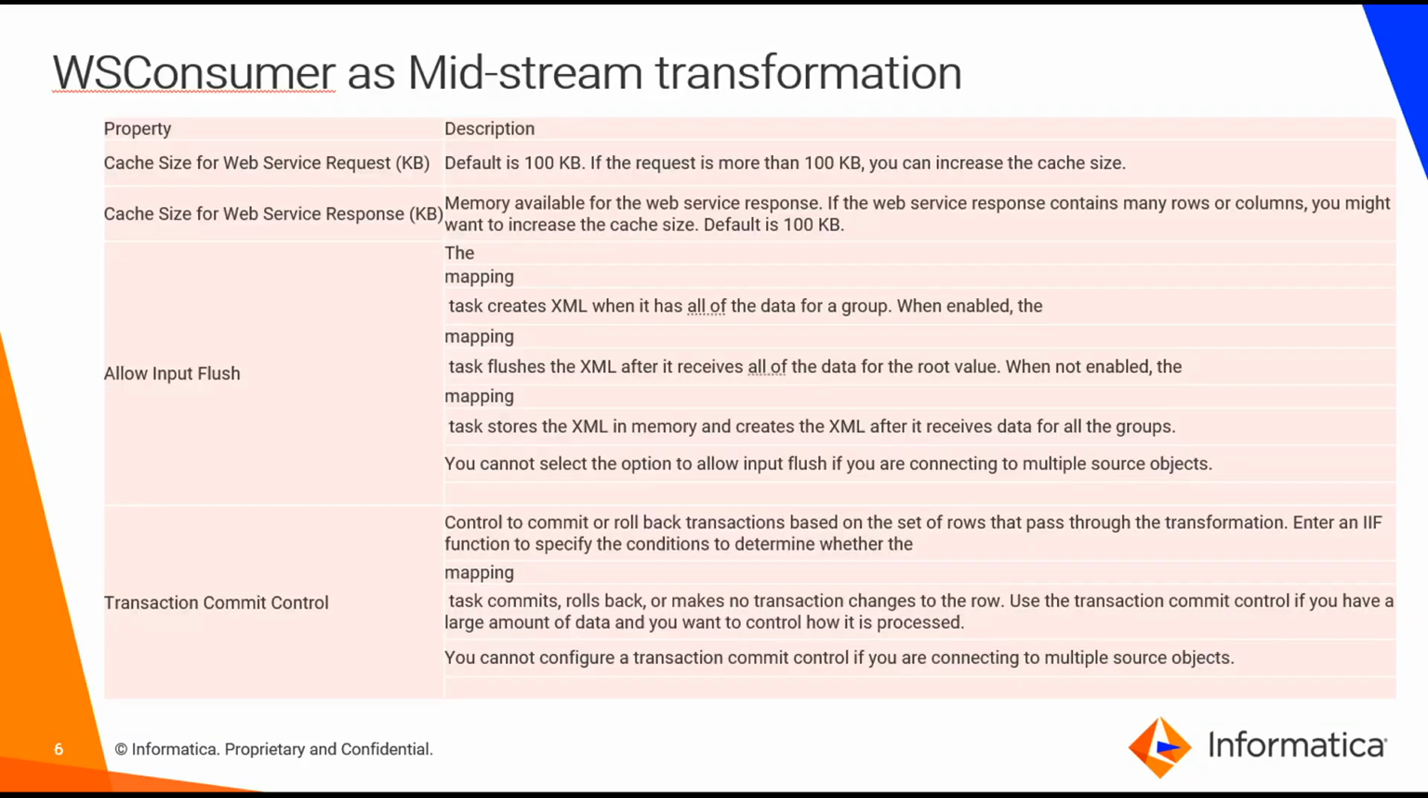Now we will go for WS Consumer as a midstream transformation. If we use WS Consumer as a midstream transformation, then we have to create a business service before that. Once we create a business service, we have to select the operation list, and then these will be the advanced properties under WS Consumer. The cache size for web service request is by default 100 KB. This defines the request size which we are going to send. If the request is more than 100 KB, you can increase the cache size.